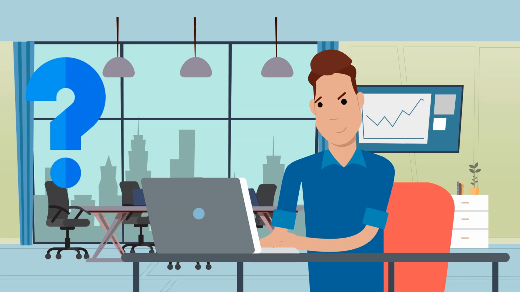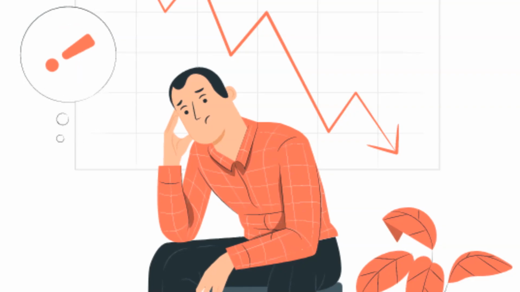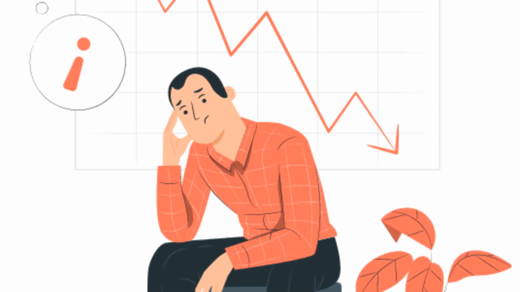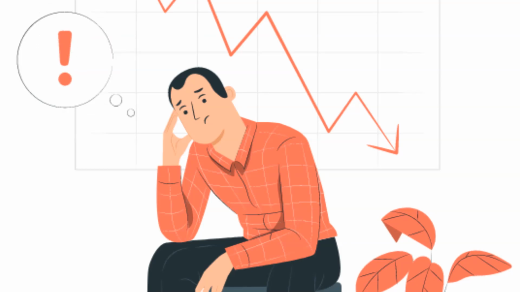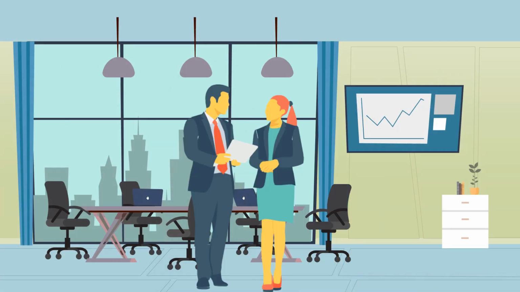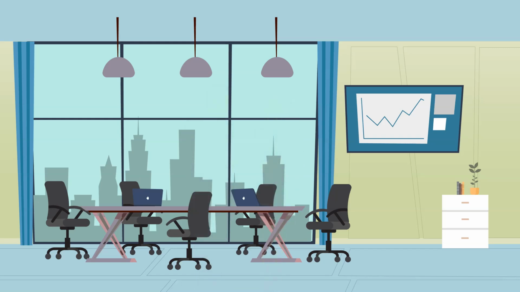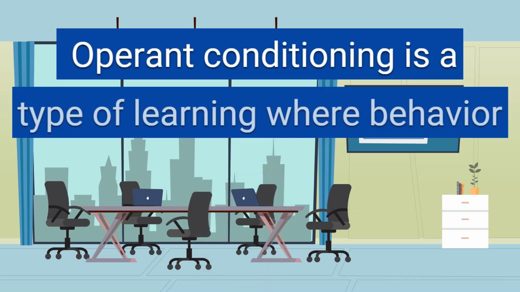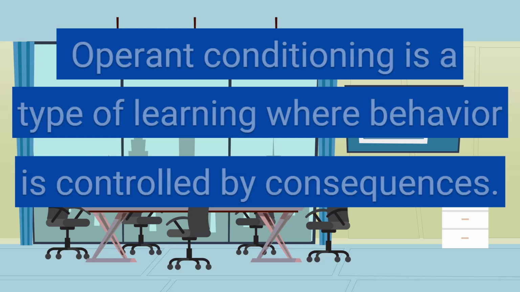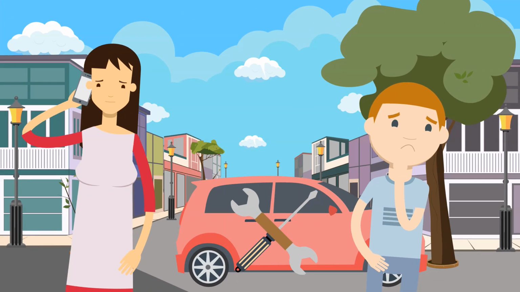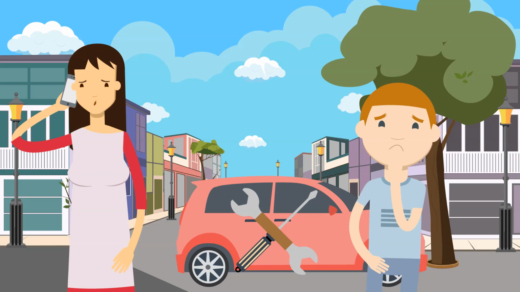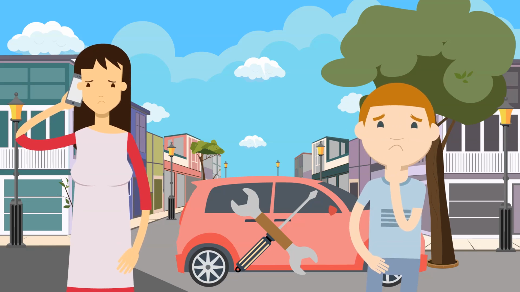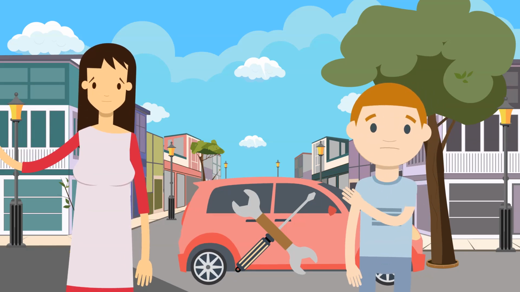Skinner wasn't just interested in what people do, he was fascinated by why they do it and how the environment influences their actions. Let's start by understanding the basics of this influential theory and how it applies to our everyday lives. Operant conditioning is a type of learning where behavior is controlled by consequences. In simpler terms, it's about learning from the outcomes of our actions. Whether a behavior is repeated or avoided depends largely on how it's rewarded or punished.